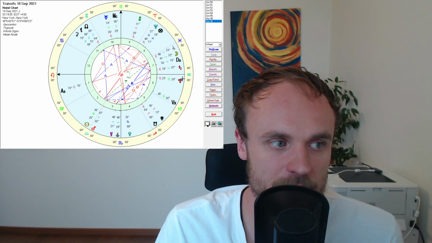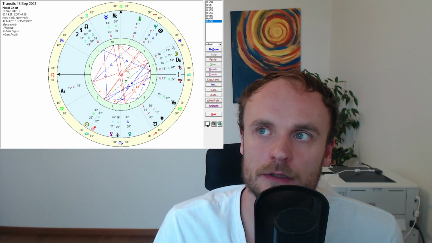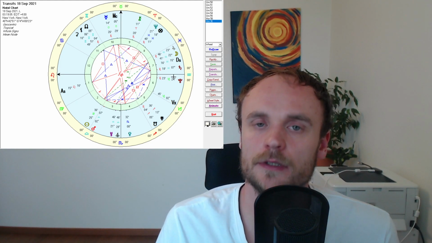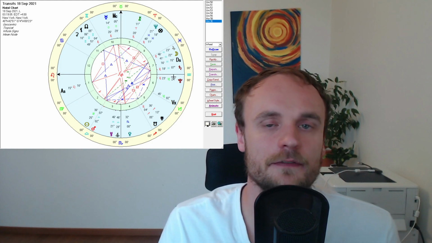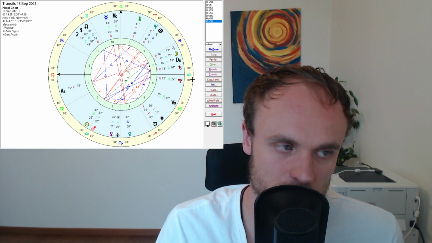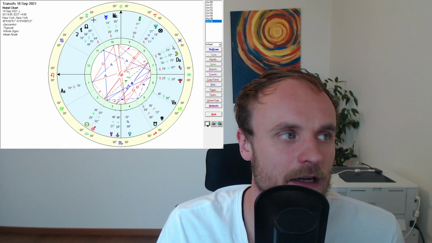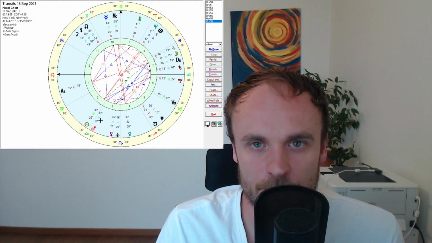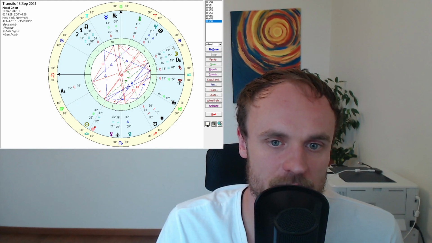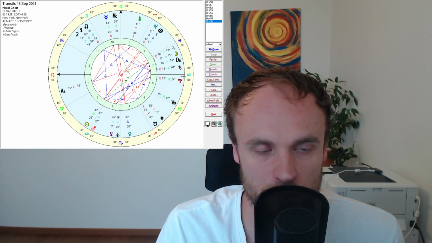And last but not least, Pluto. Pluto talks a lot about deep research and transformation, and Pluto is maybe one of the most difficult planets to handle in astrology. But this symbol, maybe every other symbol is quite similar in most software. With Pluto, you might see this. I would call this a more traditional symbol for Pluto.